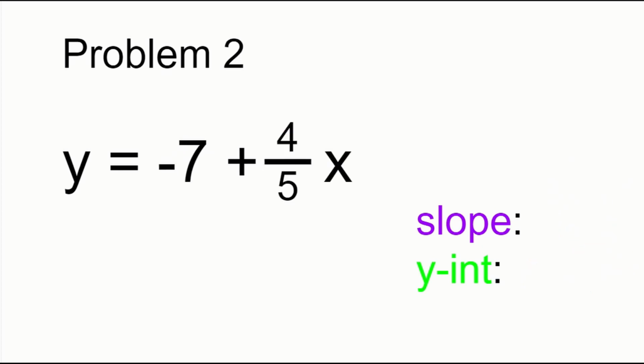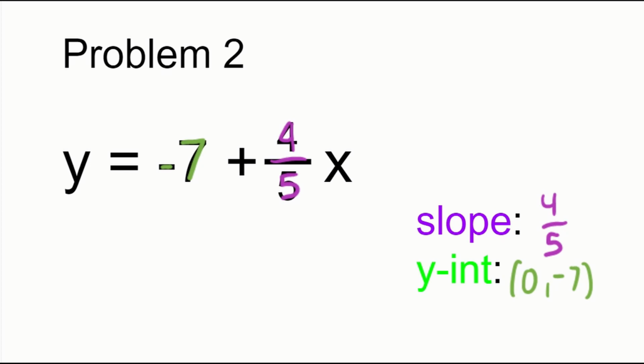Problem 2. Which component of the linear equation represents the slope? Notice that even though this is not in order, our x is located over here, so the coefficient in front of that, this 4, fits. This represents our slope. Which component represents our y-intercept? Notice that the -7 is being added by itself, so our constant -7, that will be our starting point.